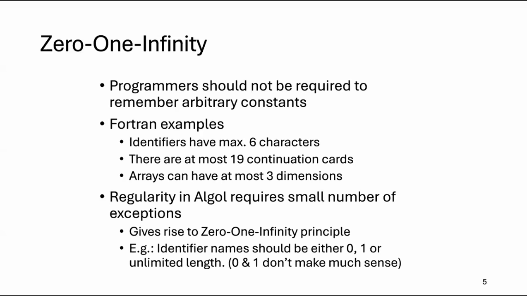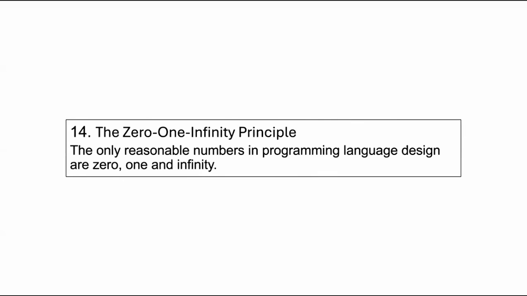So they decided that something can either be 0, be 1, or be infinity. There's no limitation on its dimension, and that's what they followed, because they wanted regularity in Algol and didn't want a lot of exceptions, so the programmer doesn't have to remember a lot of numbers. That's what the 0, 1, infinity principle is about. An example in Algol: identifier names should be either 0, 1, or unlimited length. And of course, 0 and 1 don't make much sense.